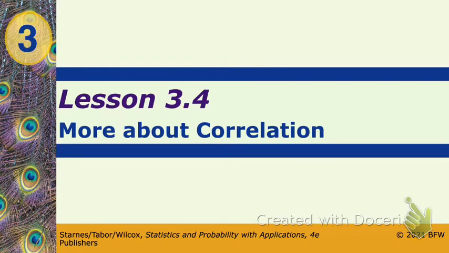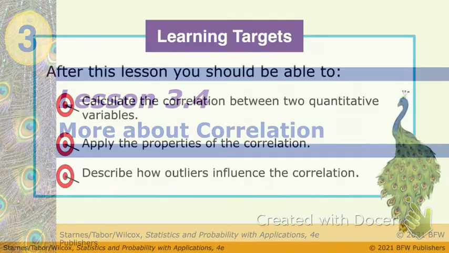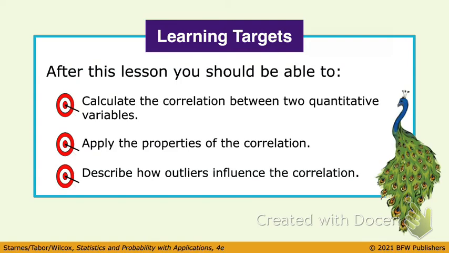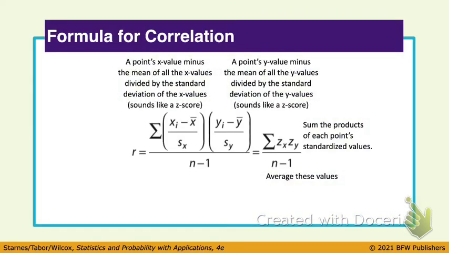We are going to continue talking about correlation today. So this is 3.4, and we are going to talk about a few of the really important properties of correlation. First, we're going to start out with the formula. Now, before you freak out and say, I am not doing this, I want you to hear me clearly. You will never have to do this formula by hand, okay? But I do want to talk to you about the parts of the formula.